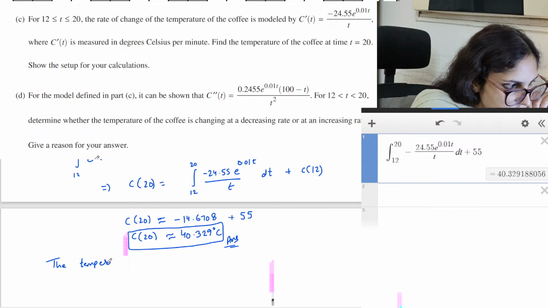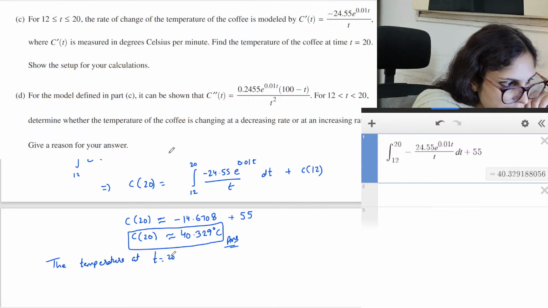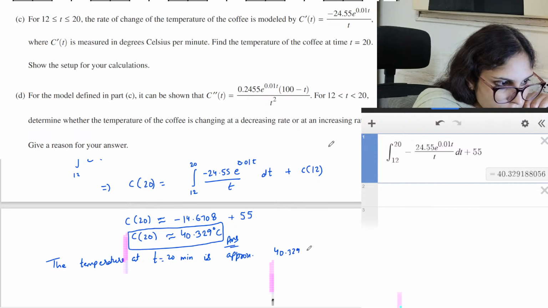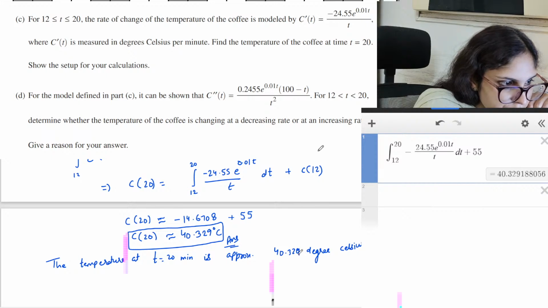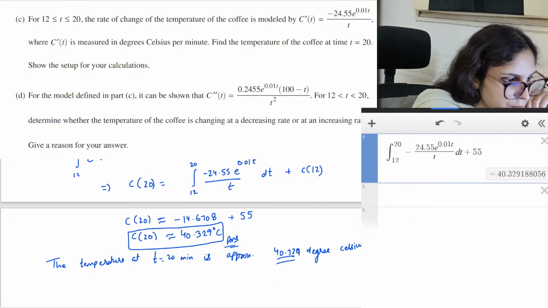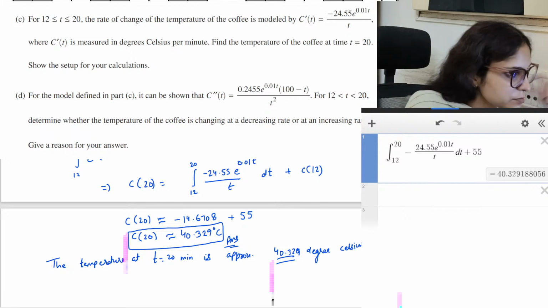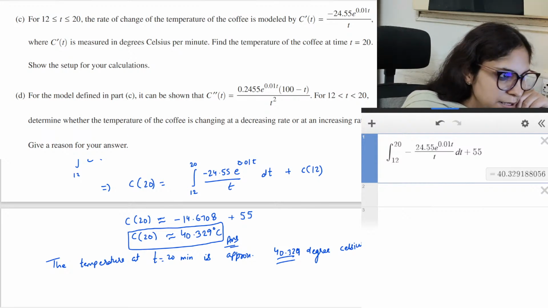The temperature at t equal to 20 minutes is approximately 40.329 degrees Celsius. Got it? Now there's one more part, part D.